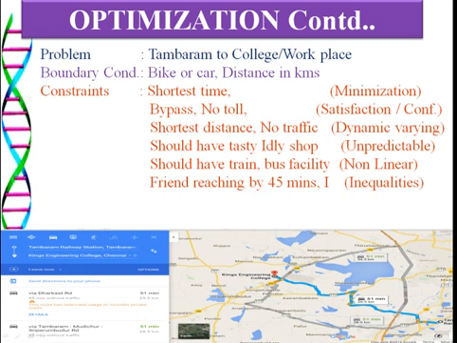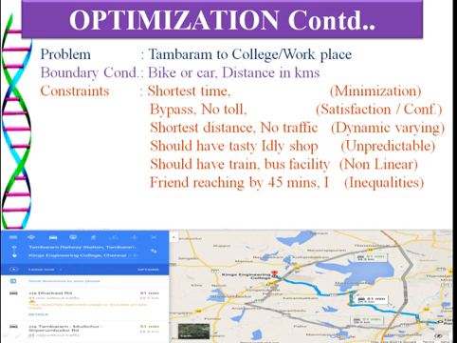And I am giving another constraint: I should have a tasty idli shop on my path. Yes, Google will identify what hotels are available on the path, but it is very difficult to identify the tasty idli shop. Google may check the reviews and say, but it cannot predict whether the idli is tasty or not. On the day, whether the idli is tasty or not is not possible to predict. This is called an unpredictable constraint.